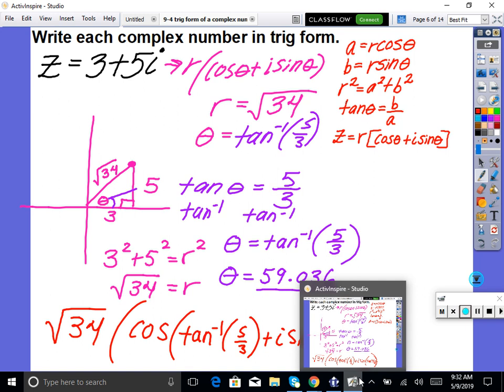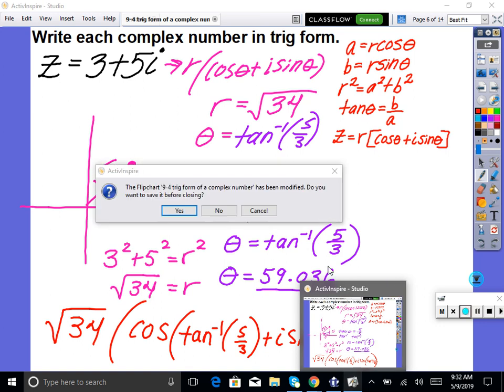Do I have a weird extra parenthesis in there? Look at it. Go away, go away. Oh, cancel, cancel, cancel.